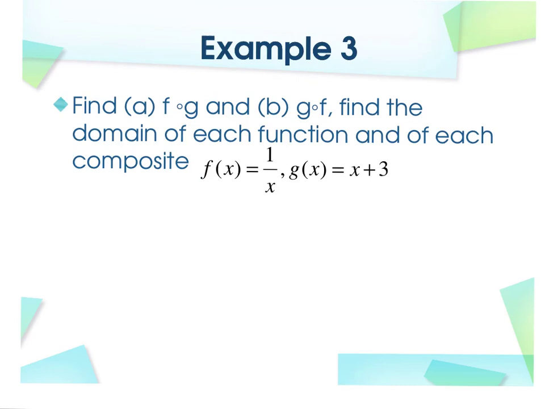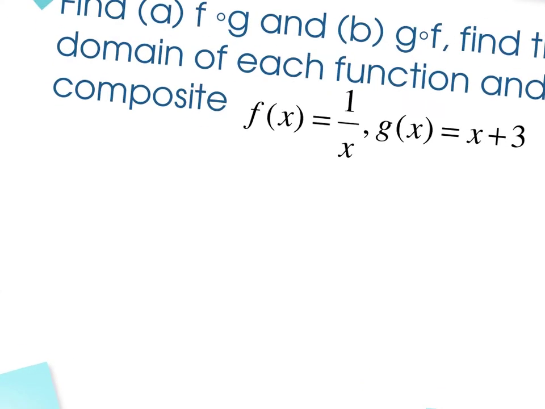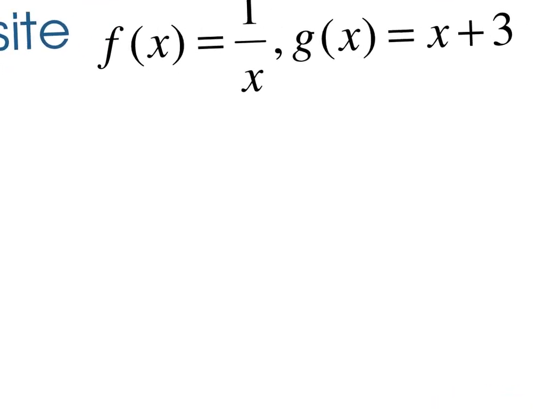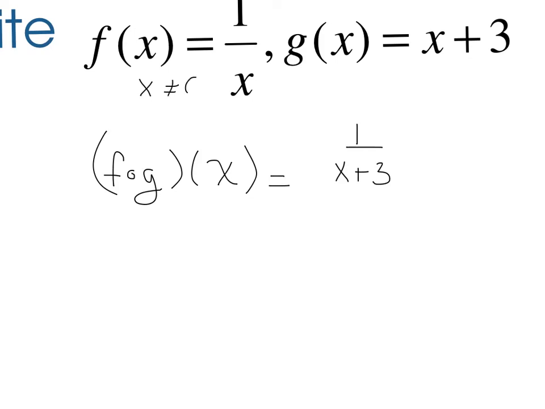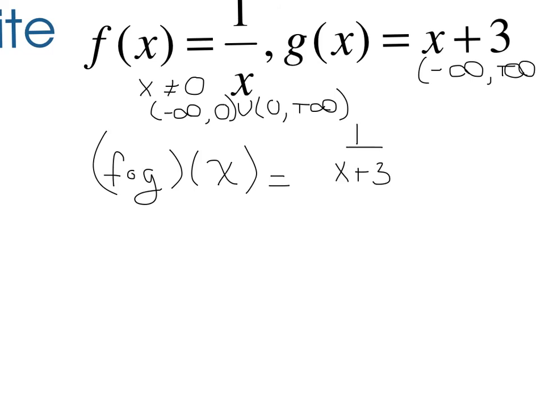Alright, let's take a look at this example. Here we're going to find f of g and g of f, and we're going to find the domain of each composite function. Okay. So remember, when I'm looking for f of g, I'm just going to plug in g into wherever x is, 1 over x plus 3. However, if we look at f of x, it already has a restricted domain. X cannot equal 0. So my interval notation would be -infinity to 0, union 0 to positive infinity. There's no restriction here for g of x, that's just -infinity to positive infinity.